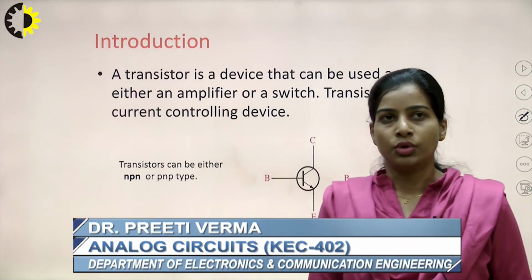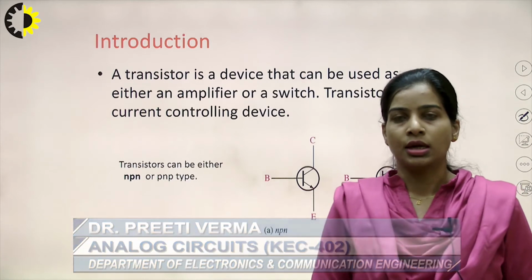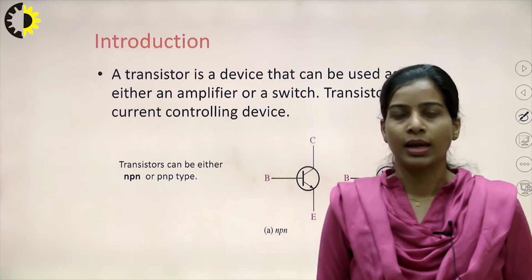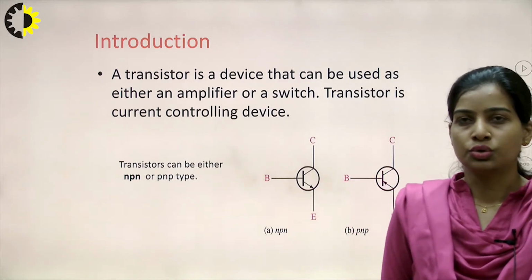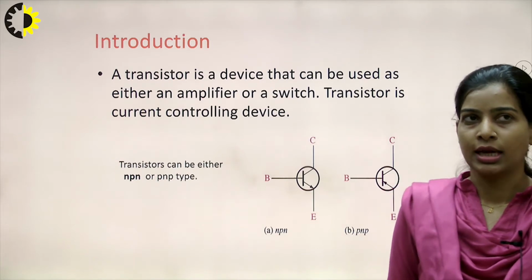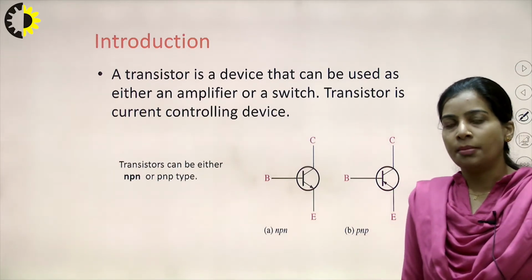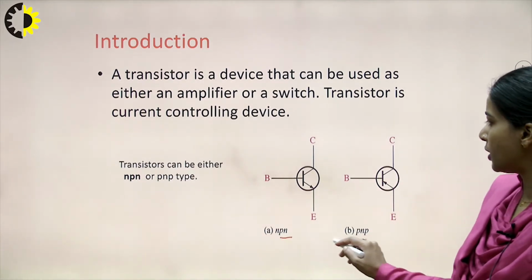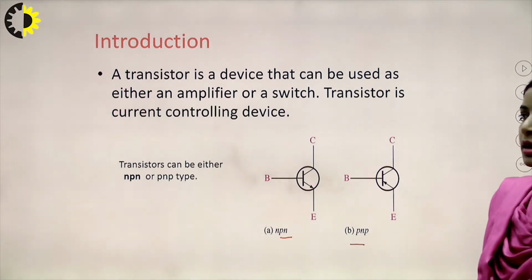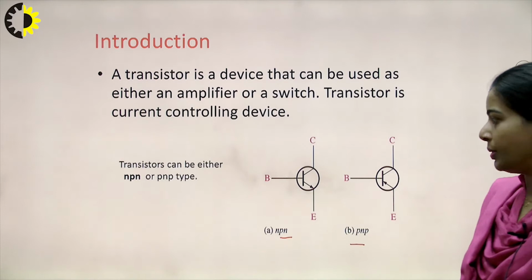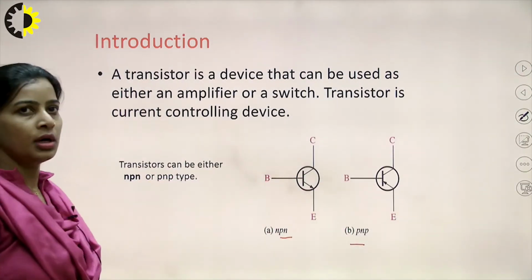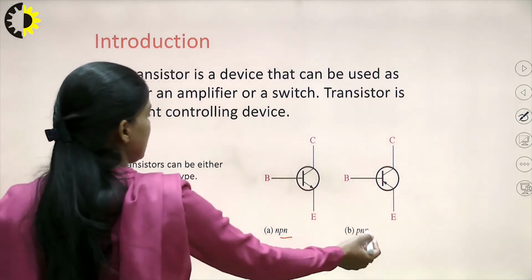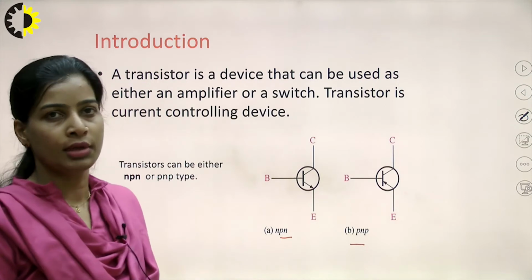So, first, what is a bipolar junction transistor? As we all know, it is a device that conducts due to the conduction of both types of charge carriers. So, for that reason it is called a bipolar junction transistor. Here in the diagram we can see two types of bipolar junction transistors, that is NPN and PNP. NPN, in which we have two N layers and in between we have a P layer, and in a PNP device we have two P layers and in between we have an N layer.